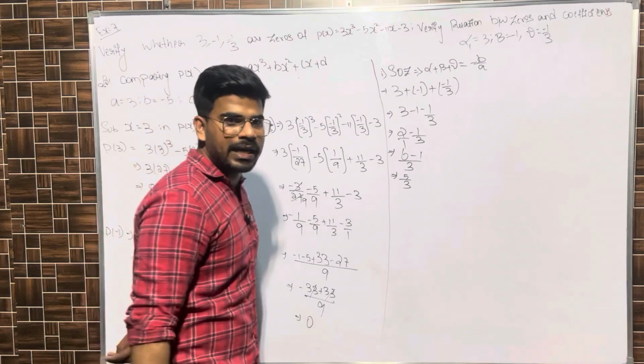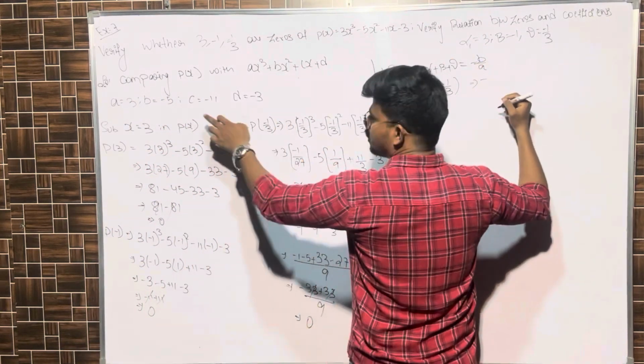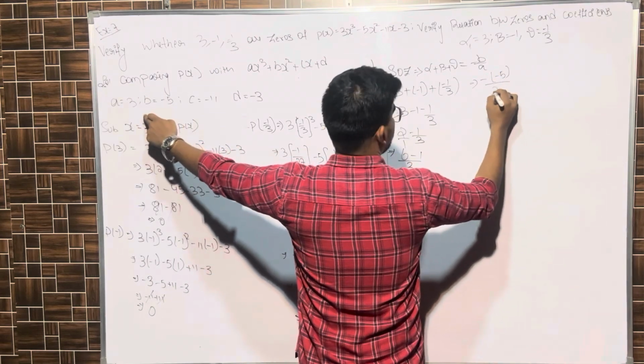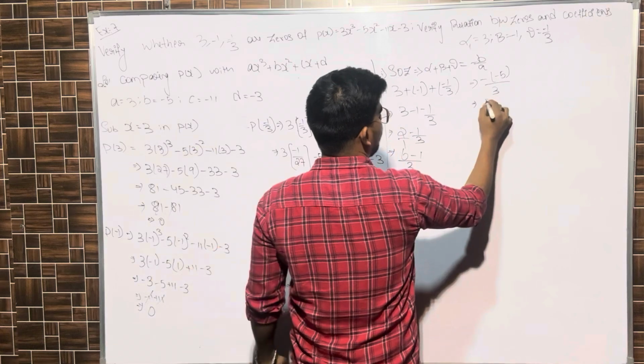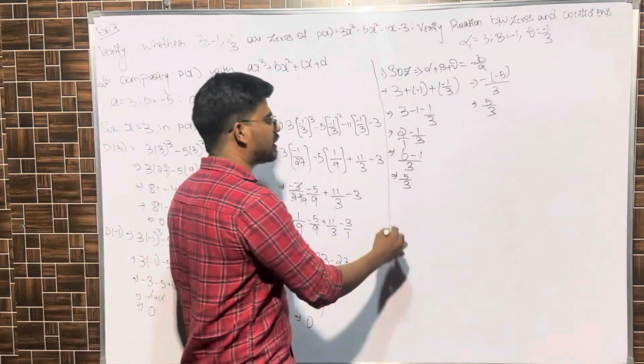RHS is also supposed to be 5 by 3. Let us check. Minus is there, right? Minus, what's the value of b? Minus of minus 5 by a, 3. Minus into minus, 5 by 3. Same? Confirm. Sum of zeros completed. Next.